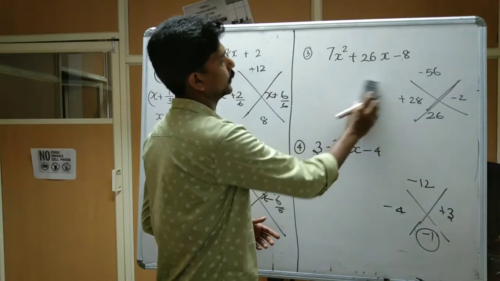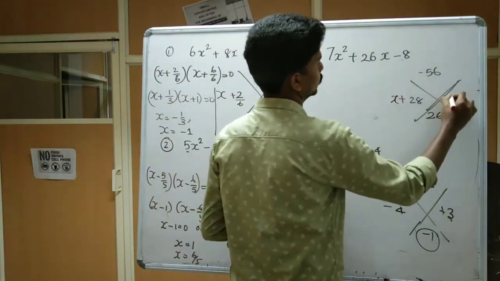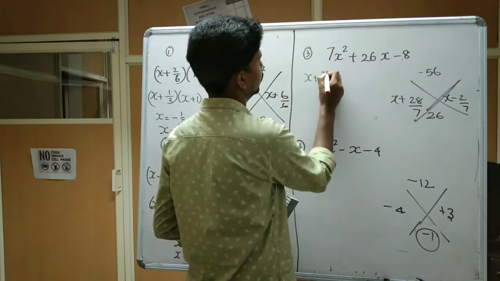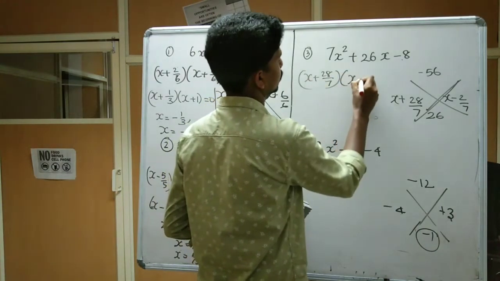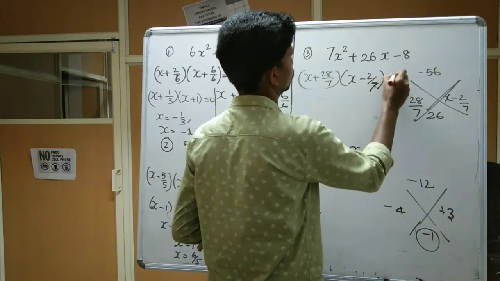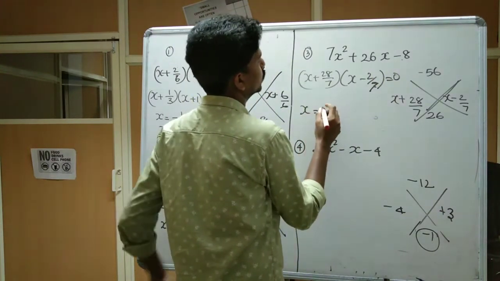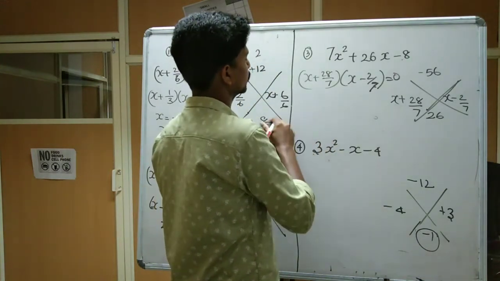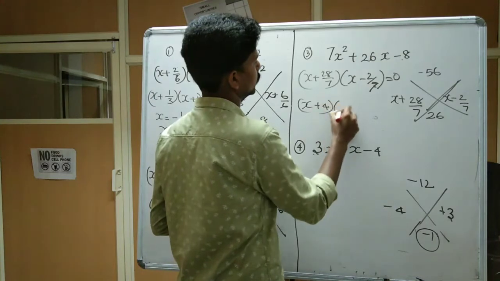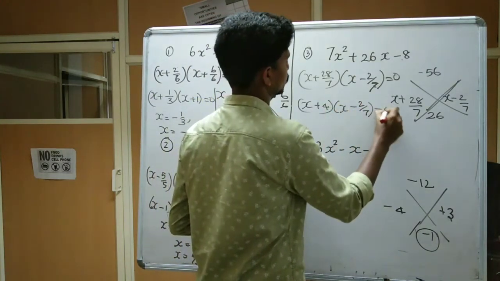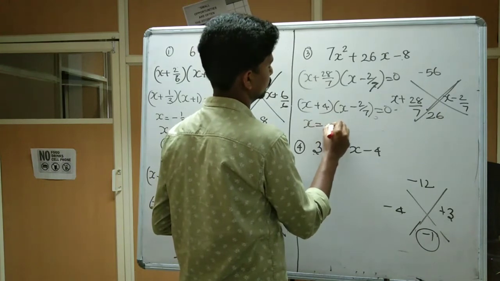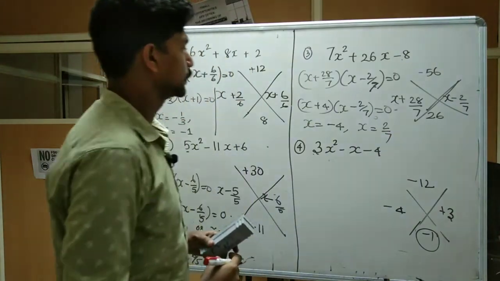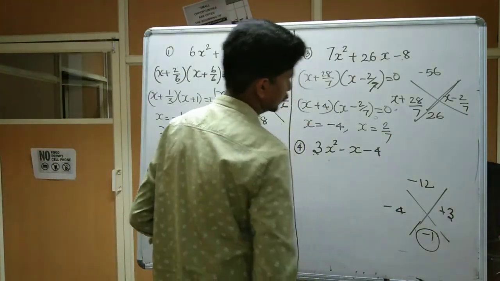So here we write x and x, divided by 7, this coefficient. So x plus 28 by 7 into x minus 2 by 7 is equal to 0. 28 by 7 is 4, right? So we can write x plus 4 into x minus 2 by 7 is equal to 0. So x is equal to minus 4, or x is equal to 2 by 7.